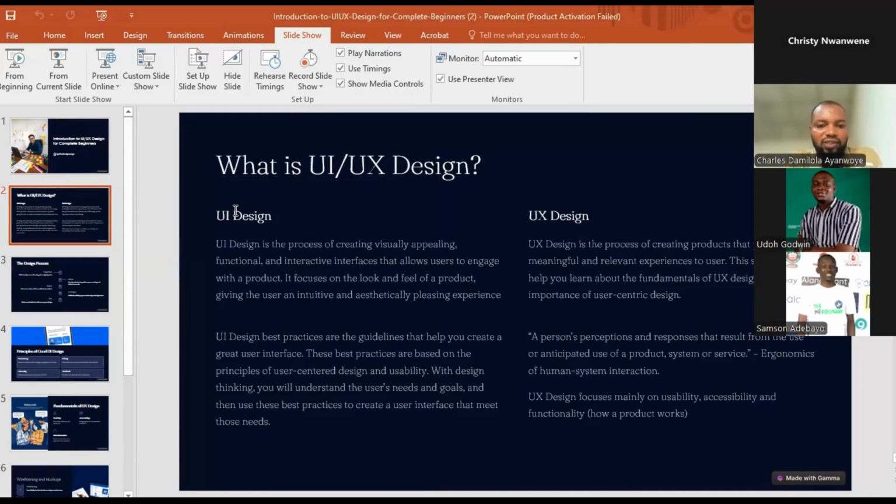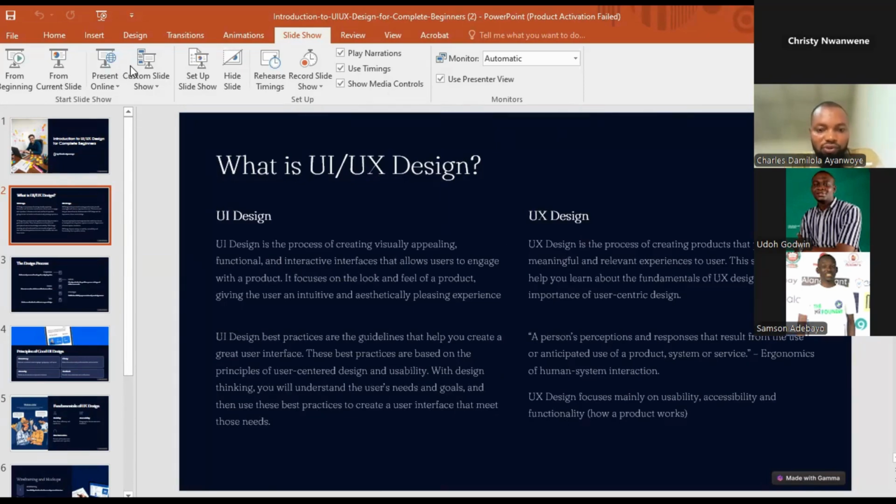Now, when we say UI UX, what is UI and what is UX? For every product, there are two essential parts, which include the UI part of that product and the UX part of the product. So UI design is a process of creating visually appealing, functional, and interactive interfaces that allow users to engage with a product. I hope we get it.